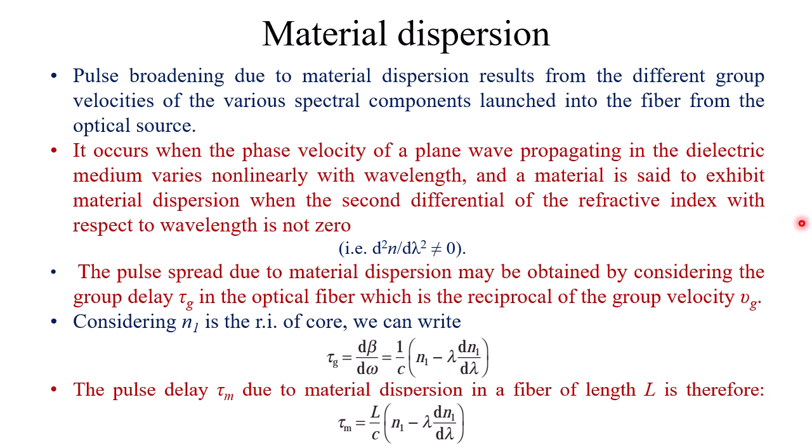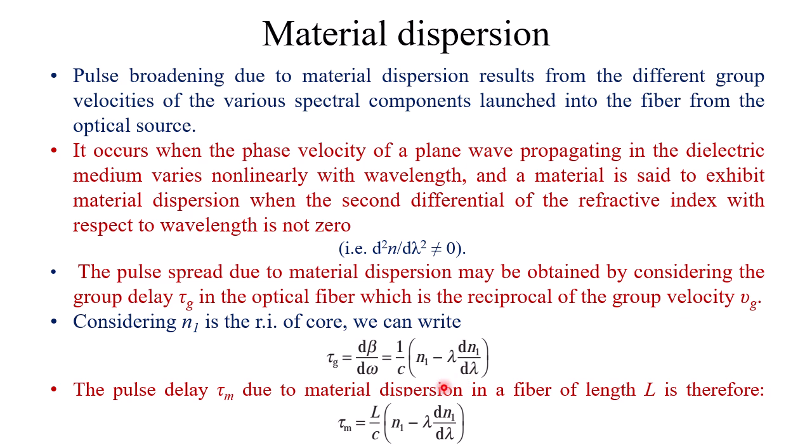The pulse spread due to material dispersion may be obtained by considering the group delay τg in the optical fiber, which is the reciprocal of the group velocity Vg. Considering n1 is the refractive index of the core, we can write τg equal to dβ/dω, that is 1/c into (n1 minus λ dn1/dλ).